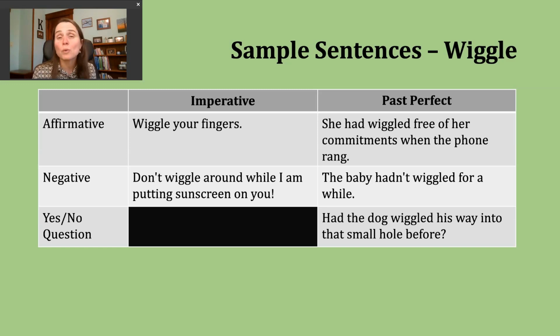And the imperative is rather unique in English. We do not have a stated subject. So it's implied. The subject is understood. It's either you, singular, if I'm speaking to one person, or it's you, plural, right? If I'm speaking to two or more people.